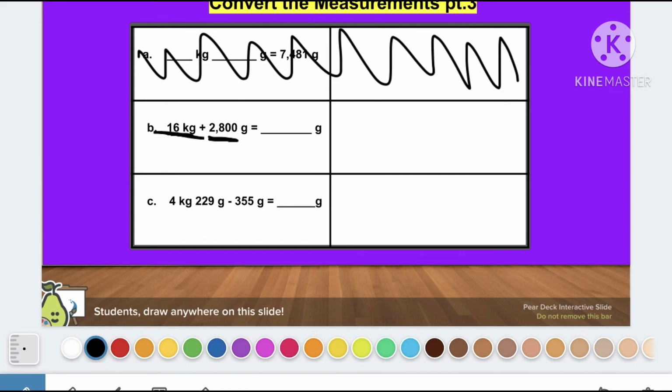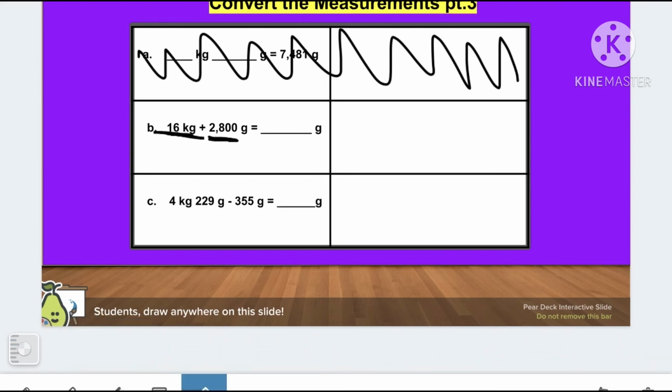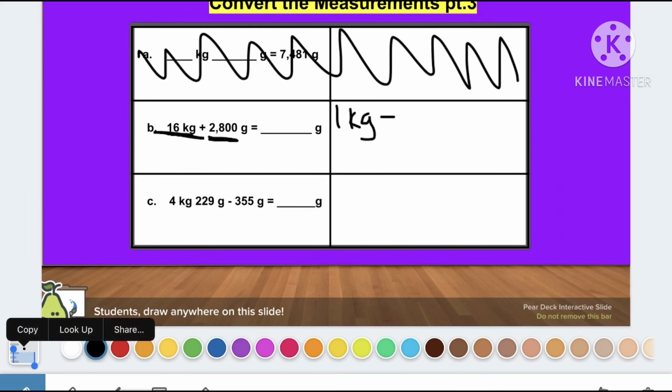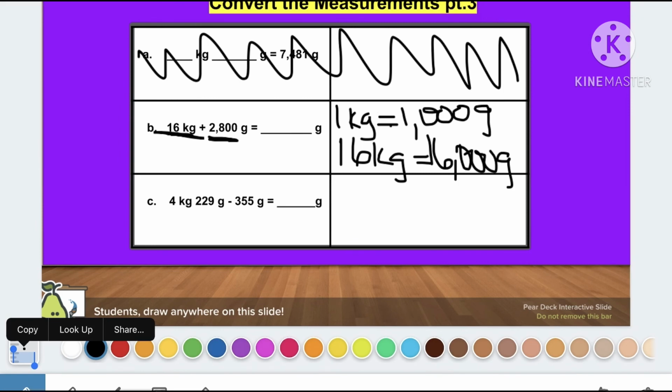So what did you do first to figure out how many grams are in 16 kilograms? What's the first thing you did? I did the same thing. I know that in 1 kilogram, and I'm going to rewrite that, you guys, I know that in 1 kilogram, there's 1,000 grams. So in 16 kilograms, how many grams did you say there were? Me too, 16,000. So that means I can rewrite 16 kilograms as 16,000 grams.